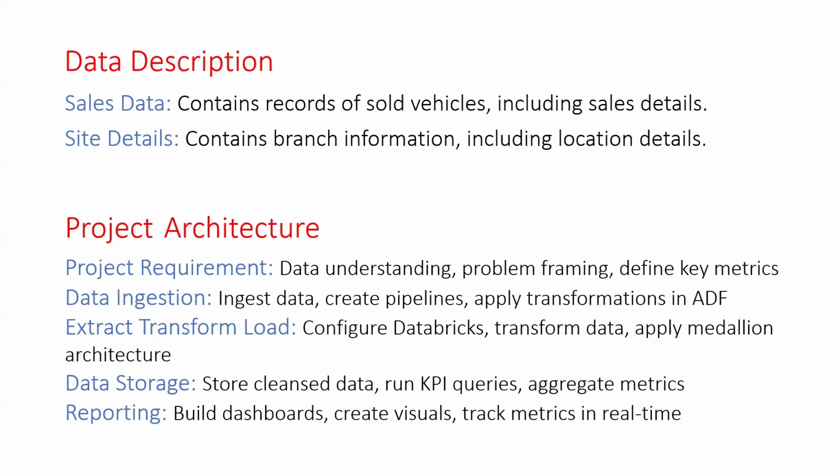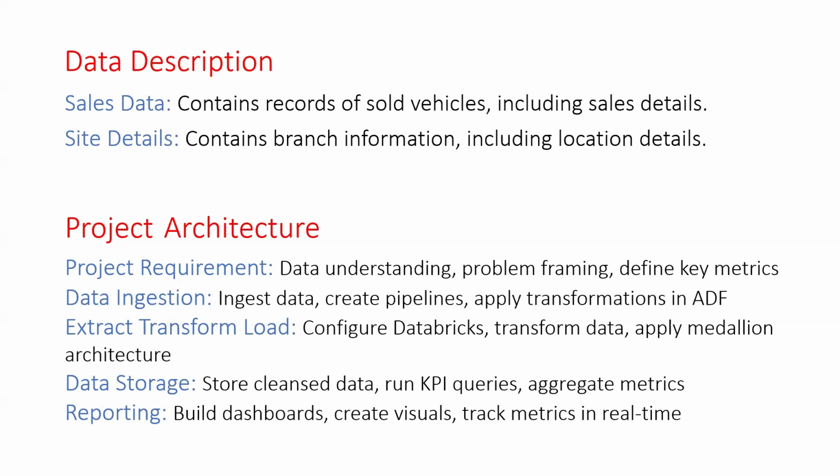There are two types of data. One is streaming data and another one is static data. The streaming one is sales data, which contains records of sold vehicles, including sales details. And the static data set is site details, which contains branch information, including location details.